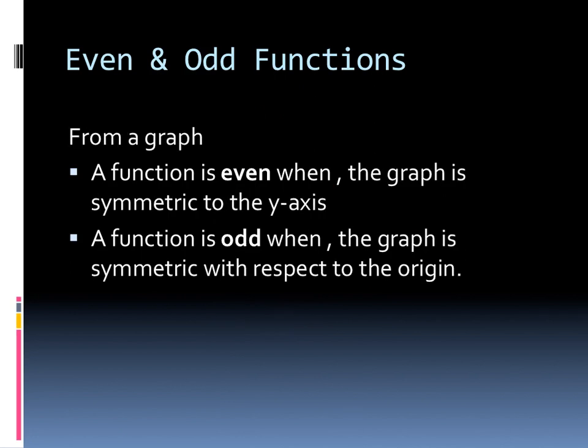This says what we just talked about. So from a graph, a function is even when the graph is symmetric to the y-axis, and from a graph, the function is odd when the graph is symmetric to the origin. So remember, y is where we're going to be able to flip over to the left. And origin is where you can flip down and over, and it will overlap.